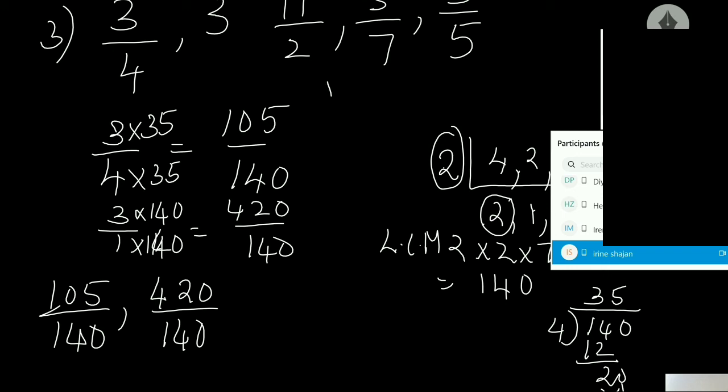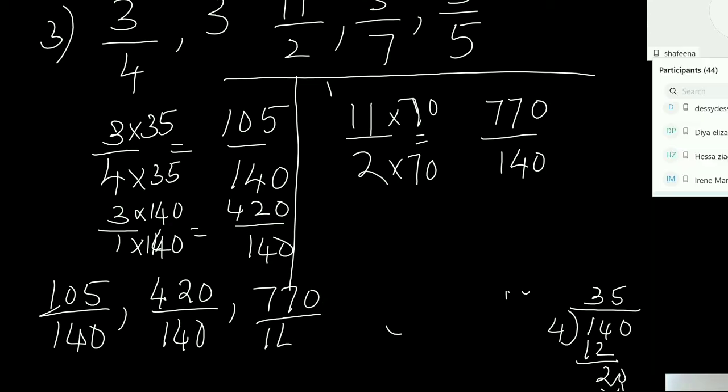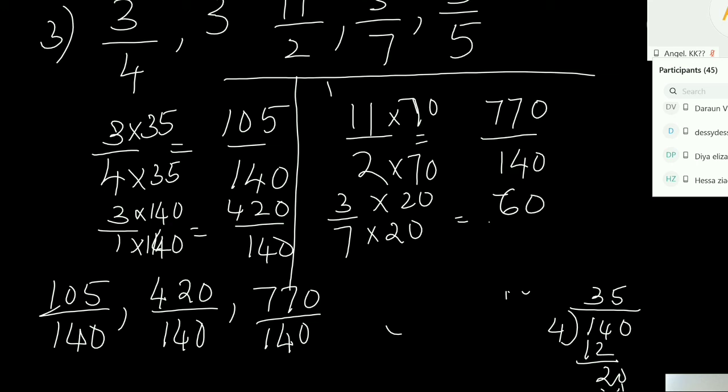And the next fraction is 11 by 2. 11 by 2 has to be rewritten as a new equivalent fraction with denominator 140. For that, the denominator 2 has to be multiplied by 70. Hence, the numerator also has to be multiplied by 70. So the fraction now becomes 770 by 140, which is an equivalent fraction of 11 by 2. Similarly, 3 by 7 has to be rewritten as an equivalent fraction with denominator 140. For that, we multiply the numerator and denominator by 20. So we get 60 by 140. So the new fraction is 60 by 140.